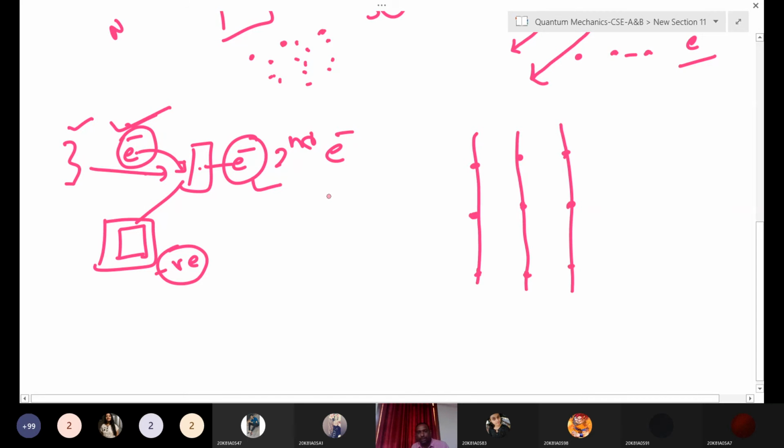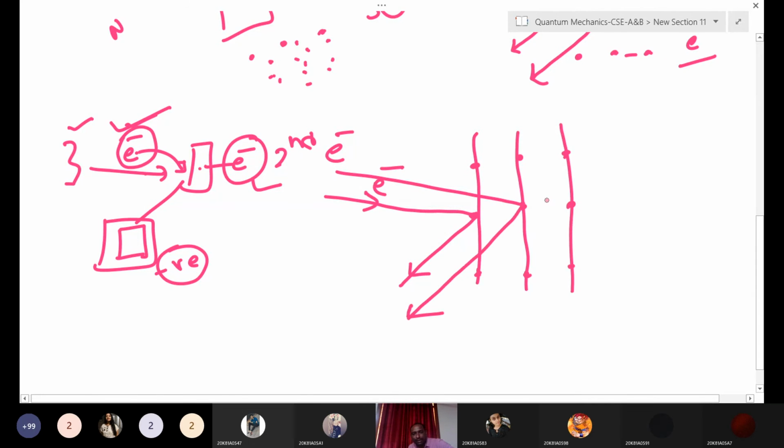Here electrons are coming from the electron gun. Some are reflected back, and some of the electrons enter into deep levels and are also diffracted. Once this electron hits here, some electrons are also ejected from the nickel.